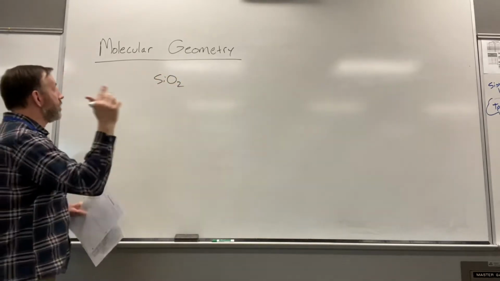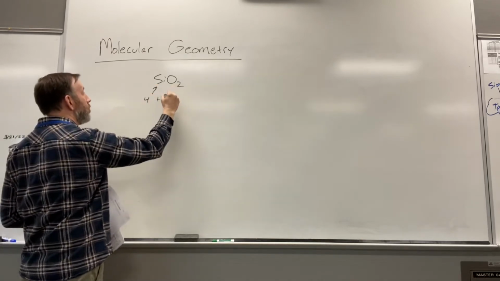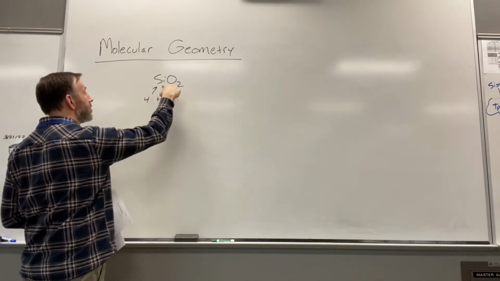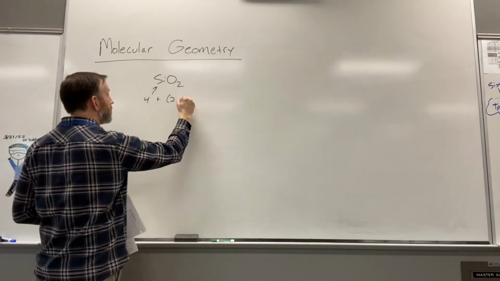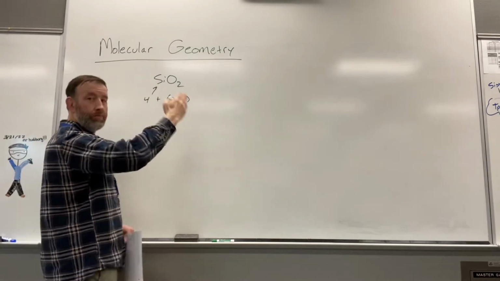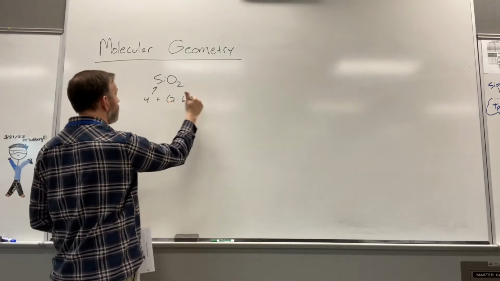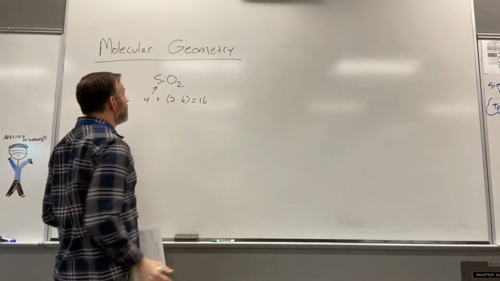Okay, so same steps here. Silicon has 4 valence electrons. We have 2 oxygens, so we're gonna go 2 times oxygen, which is 6. Okay, and again, we got that from our periodic table, but just by counting the columns left to right, skipping the middle. So we got 12 plus 4, 16, all right?